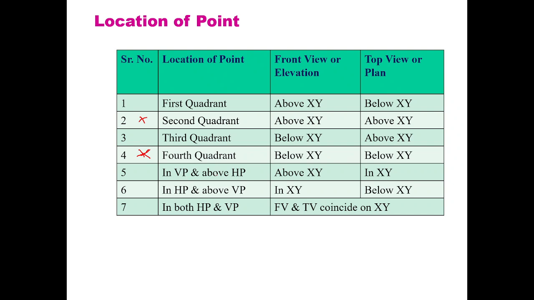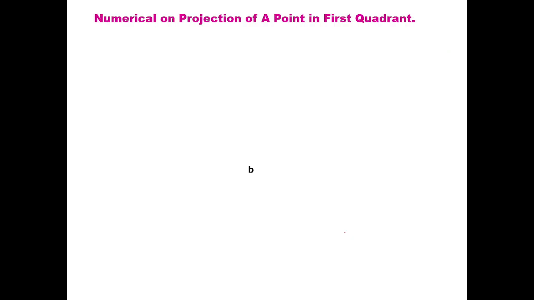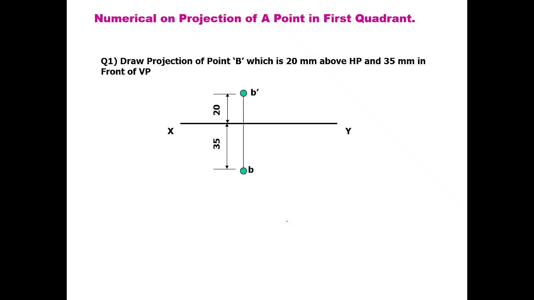So if the object is in HP and above VP, you can see it is above HP and on the XY line. If it is in HP and above VP, the view is on the XY line and below the XY line. And if it is in both HP and VP, the front view and top view will coincide on the XY line.